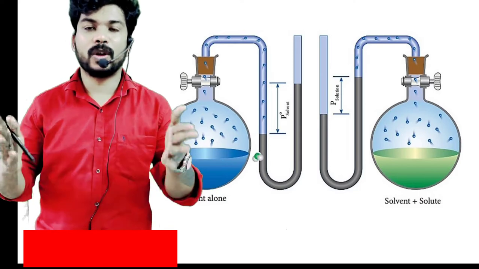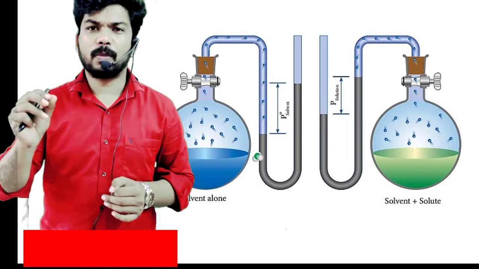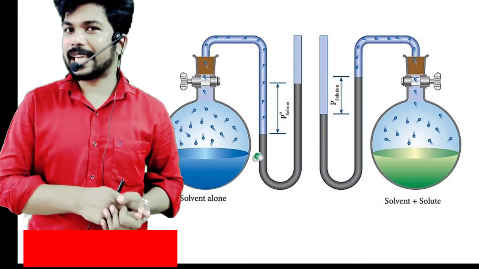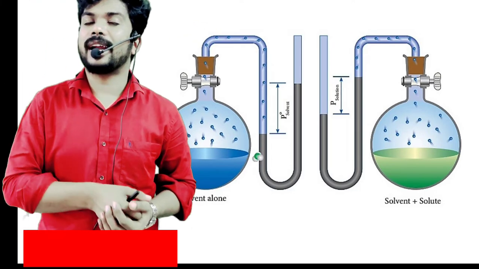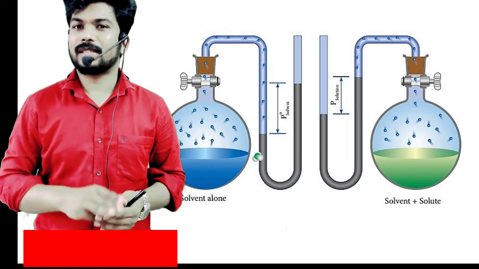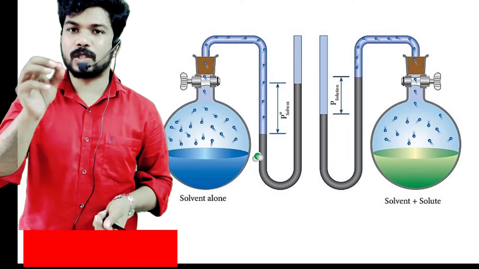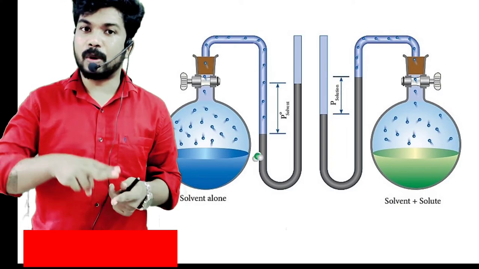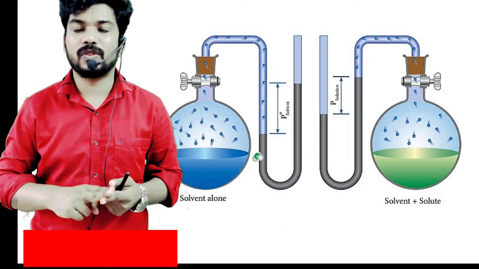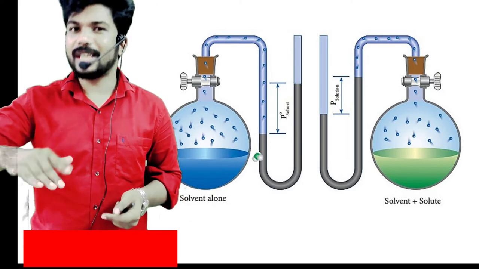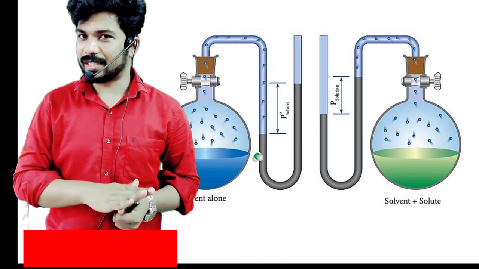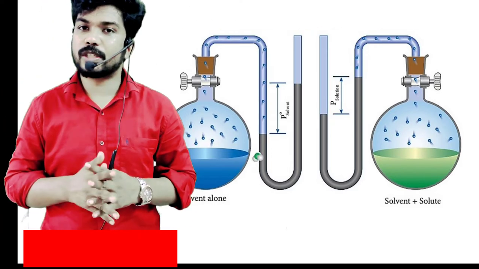What does it mean, the boiling point elevation? That means the boiling point will increase. Okay. Then the third case is when a solute is added to a solvent, its freezing point will decrease. So just remember these three things. When a solute is added to a solvent, its boiling point will increase. Its vapor pressure will decrease. Its freezing point will decrease. Okay. So let's go to the first topic.